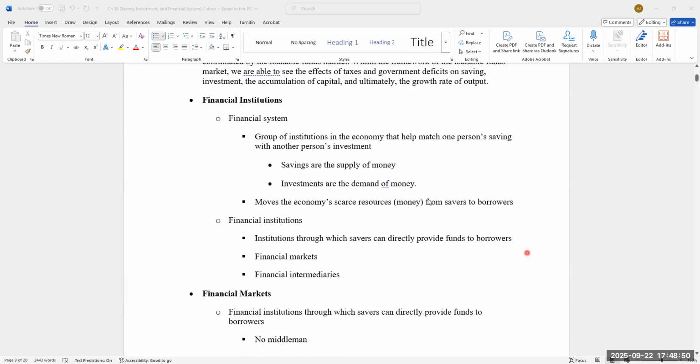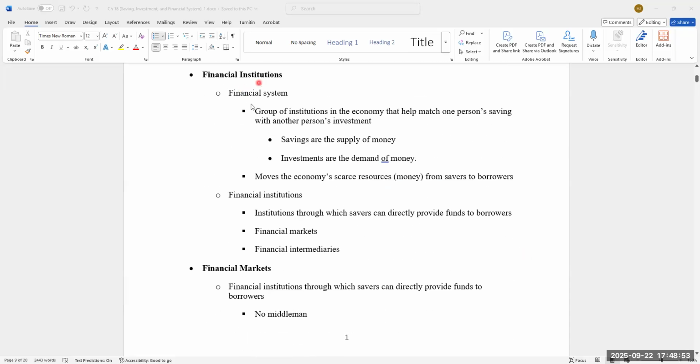Let's move on. Financial institutions, financial systems. What is a financial system? It's a group of institutions in the economy that helps match one person's savings with another person's investment. It's basically institutions, a fancy way of saying companies, that match one person who wants to save a dollar and another person who wants to borrow a dollar, effectively.